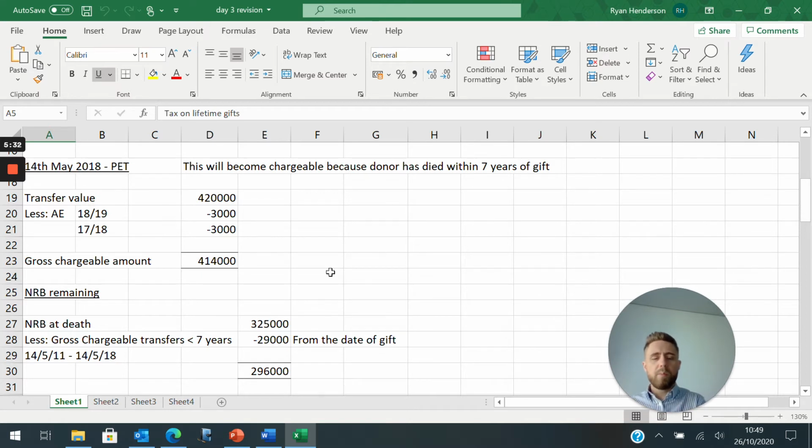But rather than doing comp 1 and comp 2 separately, what I've done is I've amalgamated the two together, because the transfer value, or calculating the gross chargeable amount, would normally be calculated in comp 1 in lifetime. Then whatever the gross chargeable amount would have been brought into computation number 2. But you haven't got to waste time by writing them up separately here. What you can do is just allocate them all into one computation and then start doing the calculation.